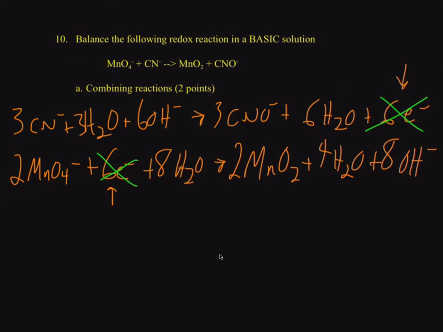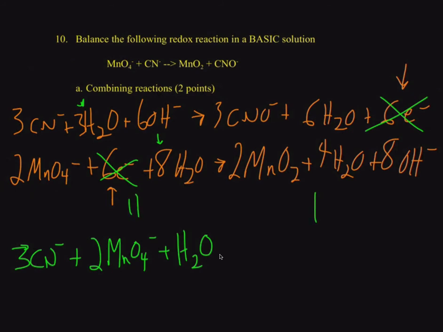Water molecules appear on both sides of both equations. On the left-hand side, altogether, we have 11 water molecules: 3 in the oxidation half plus 8 in the reduction half. On the other side, we have 10. So we're going to end up with 1 water molecule left. We're going to have 3 cyanides and 2 permanganate ions. What we're going to be left with is 1 water molecule on this side, because we had 11 on the left altogether and we had 10 on the right. So 10 of the 11 are going to cancel out, which leaves us with 1.